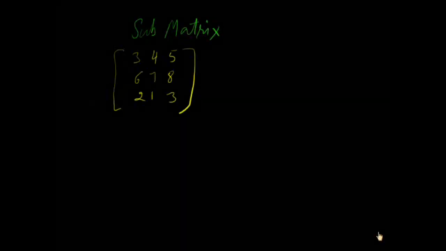Now we explain submatrix. Submatrix is the part of main matrix if we take some rows and columns of main matrix. Suppose this is A matrix with three columns and three rows. We can take its submatrix by taking two rows and two columns. This is a submatrix.